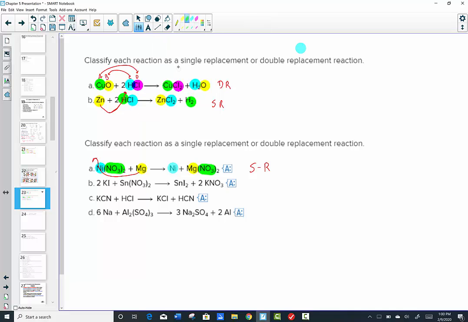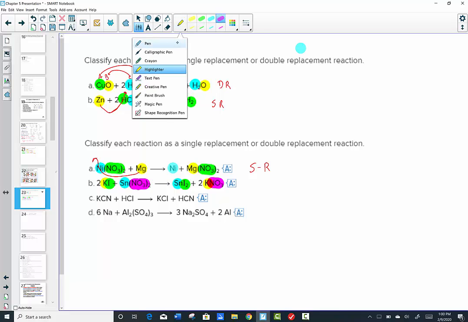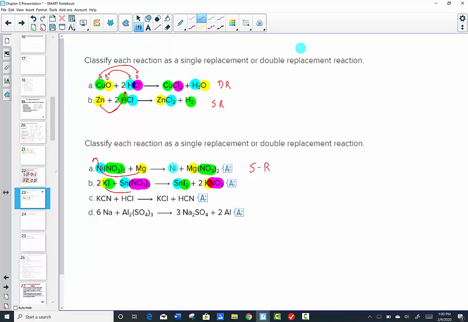In your next, you notice that there's 4 characters: a potassium, an iodide, a tin, and a nitrate. Those are the 4 characters involved in this reaction. So 4 characters means the 2 positives have simply exchanged places. Potassium went with nitrate, tin went with iodide. That is a double replacement.